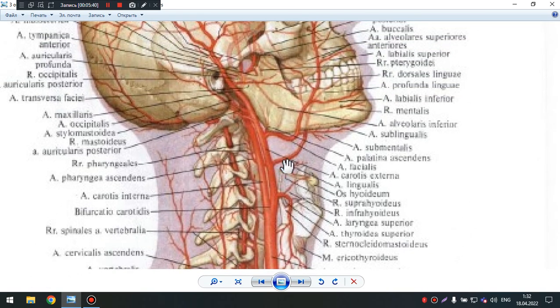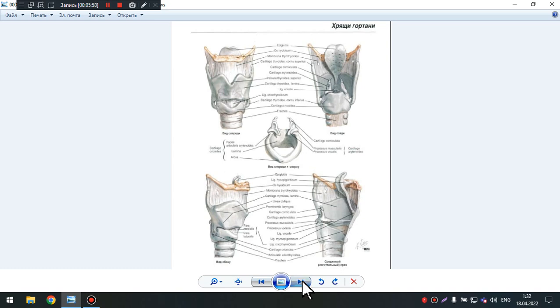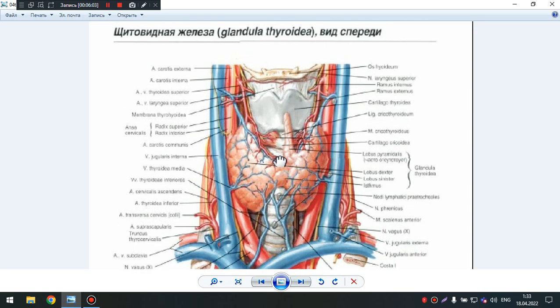Lingual artery blood supplies the tongue, sublingual glands, hyoid bone and muscles above the hyoid bone. What we can see on the anterior surface: larynx, thyroid gland, hyoid bone. Here superior thyroid artery blood supplies the thyroid gland, and the larynx by superior laryngeal artery.